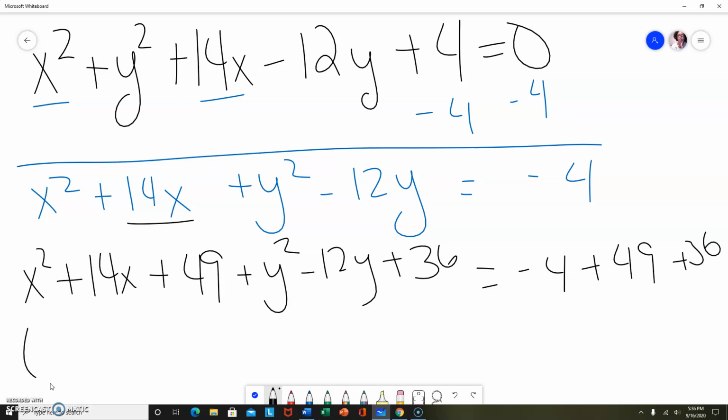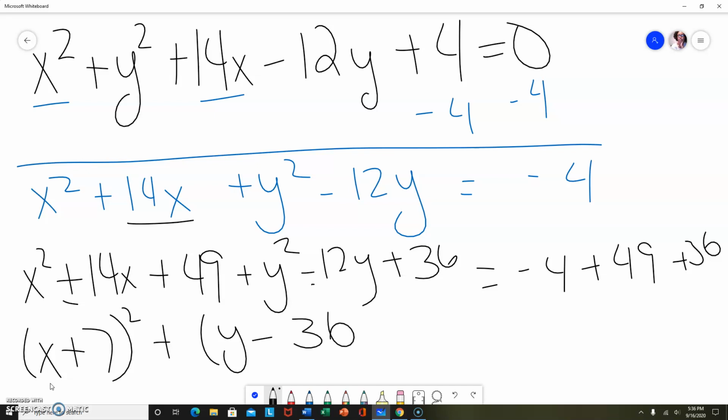And so I get (x plus 7). The square root of 49 is 7. I have a plus sign here. Plus (y minus ...). Sorry, no, that's not right. The square root of 36 is 6, squared. Then I add my terms and I get 81 yet again.